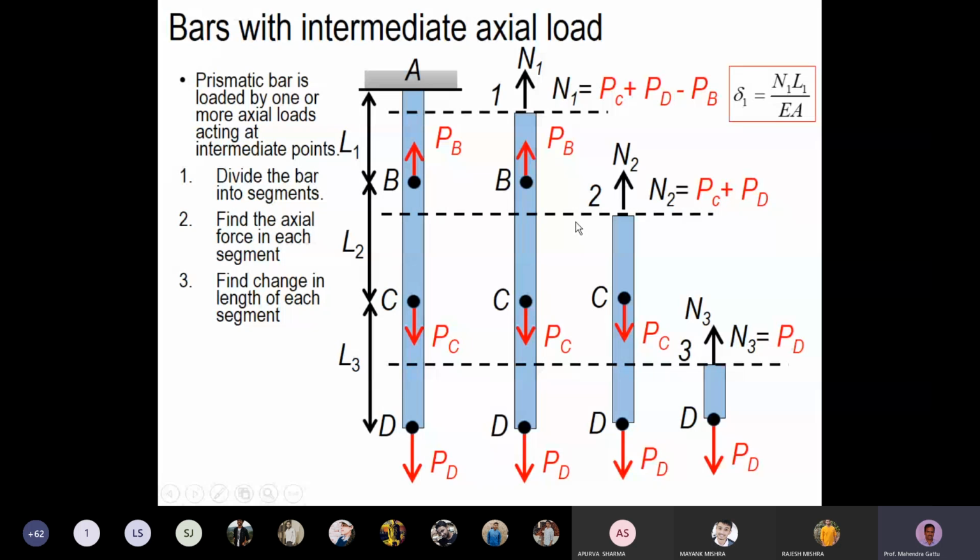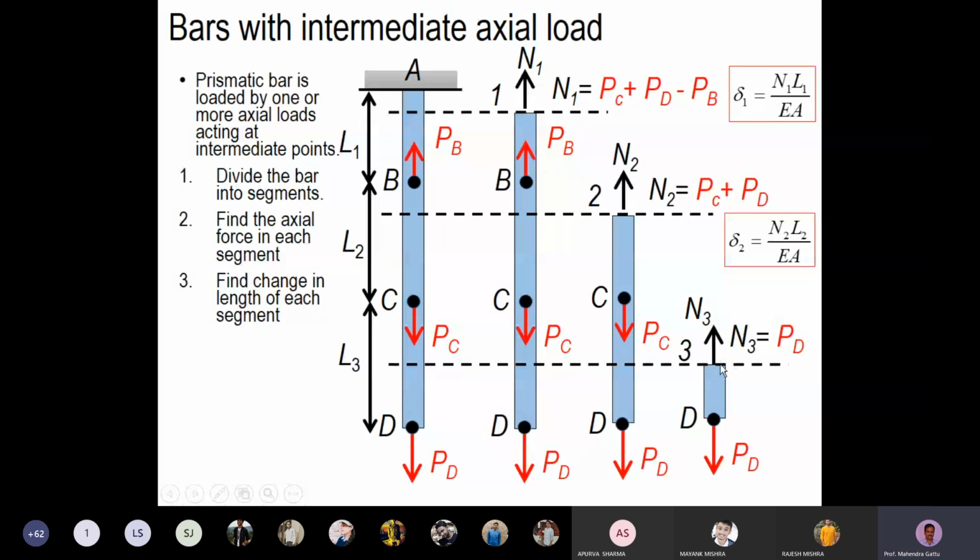Again, we can do a similar analysis and get the elongation for bar BC. How to do that? We'll simply take delta 2, that is elongation of BC, as N2. N2 is constant throughout this segment. So N2 L2 by EA. So this is a formula for the prismatic bar.